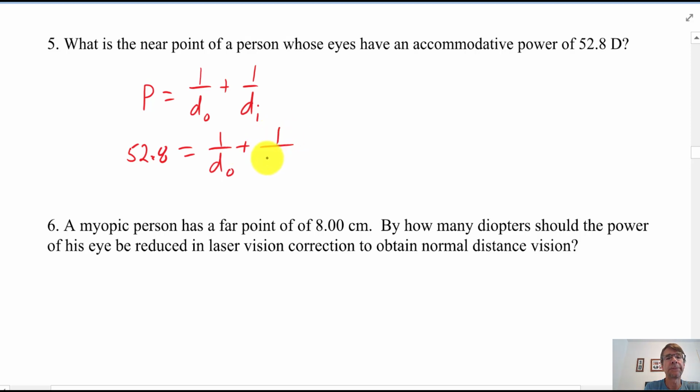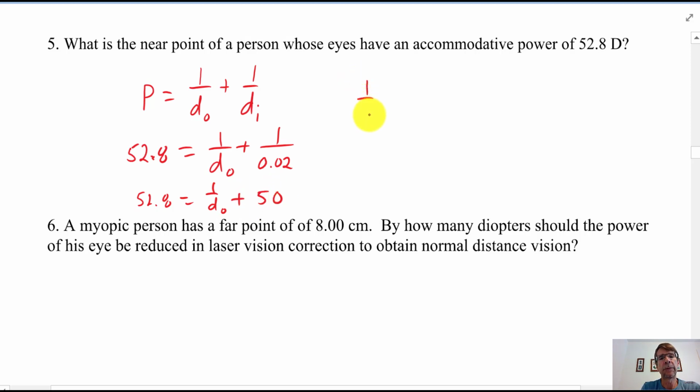retina? 0.02 meters. That's your image distance. That's what your lens does, from your lens to your retina. For these problems where you're just applying the lens in your eye, it's always 0.02. So you do the math there, you get 52.8 equals 1 over d sub O plus 50.